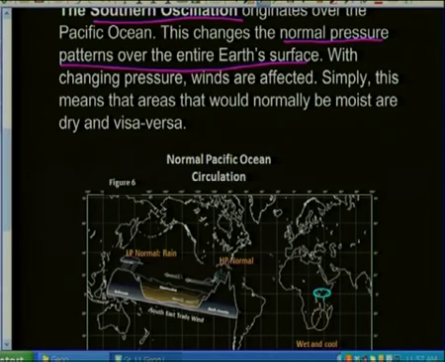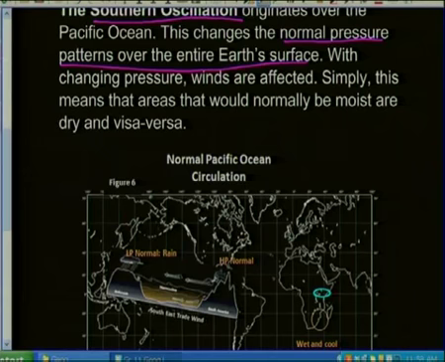Now, we spoke about the pressure belts in the previous lesson. Remember, we've got a low pressure belt at the equator, high pressure belt at the subtropics, and then the further north you go and the further south you go, you eventually encounter a middle latitudinal low pressure belt area, and then obviously the north and the south poles are high pressure zones or areas.